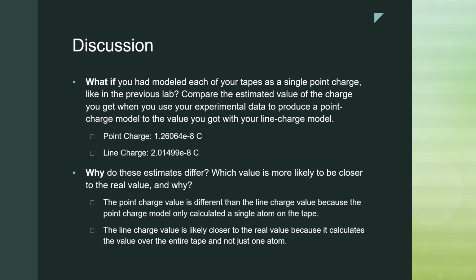My answer for the why question is that the point charge model only considered a single atom's charge on the tape, while the line charge model calculated the charge across the entire tape. The line charge value is likely closer to the real charge because it takes the full tape into account rather than just one atom.